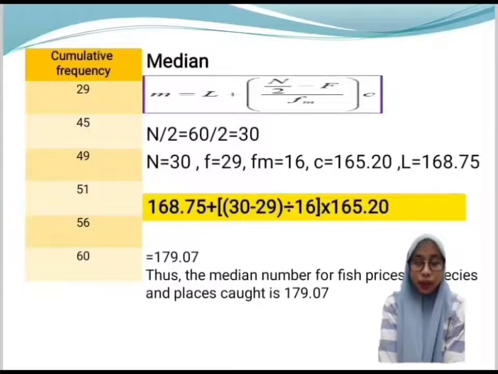Median. Using the formula, we get n is 30, F is 29, fm is 16, C is 165.20, meanwhile L is 168.75. Thus, the median number for the fish price by the species and place is 179.07.